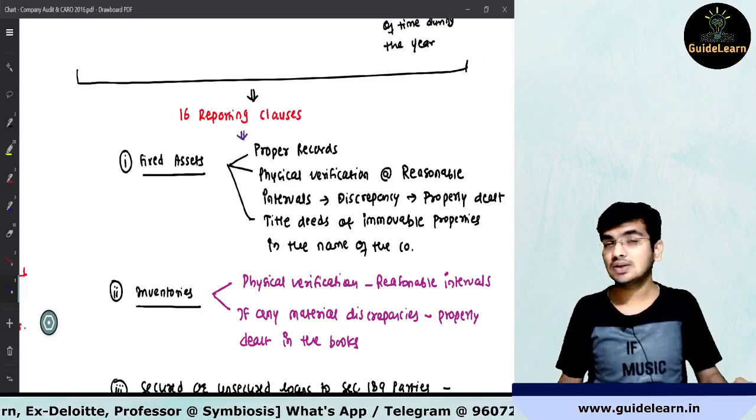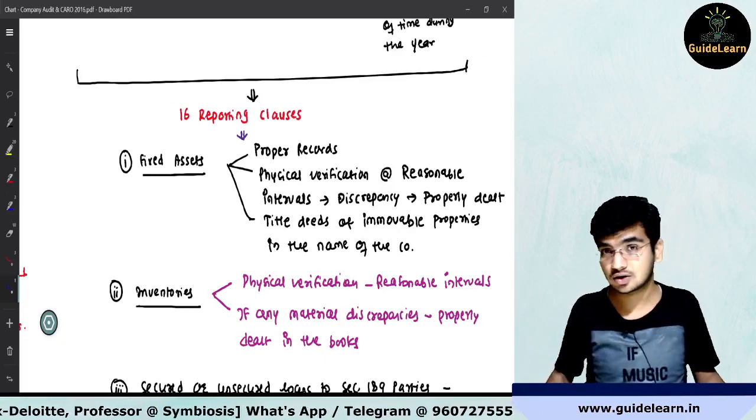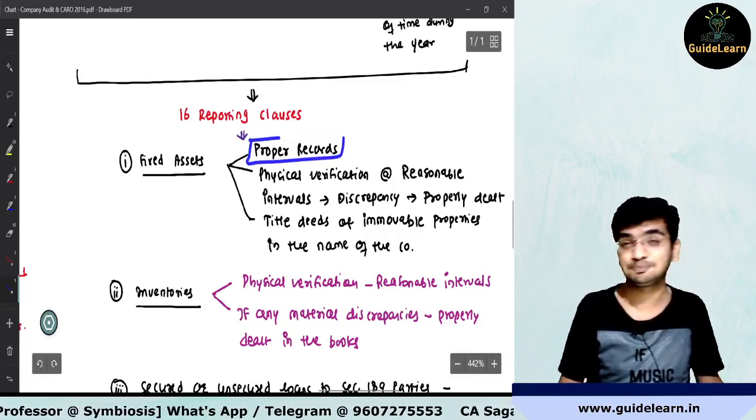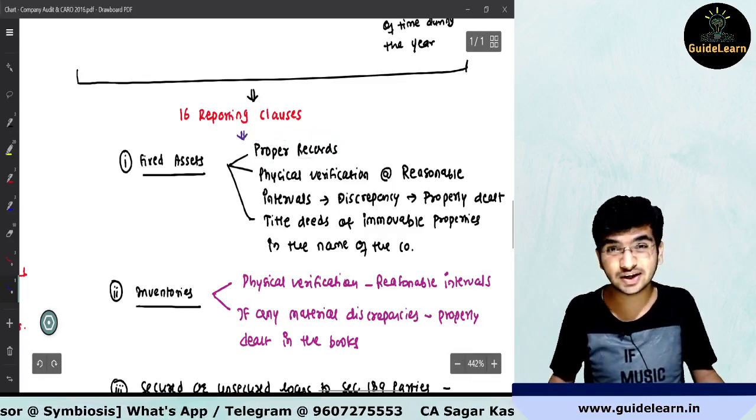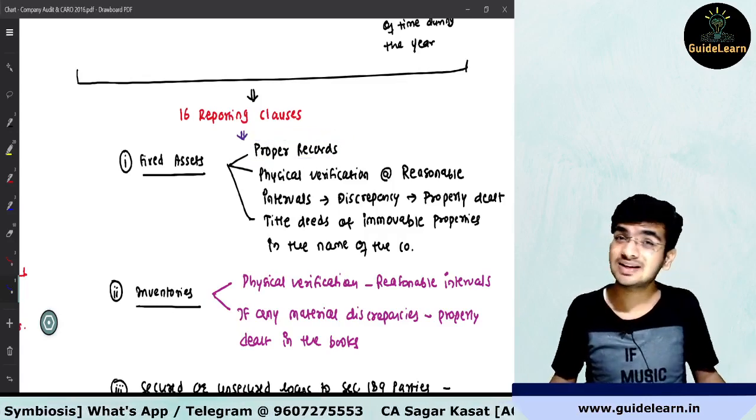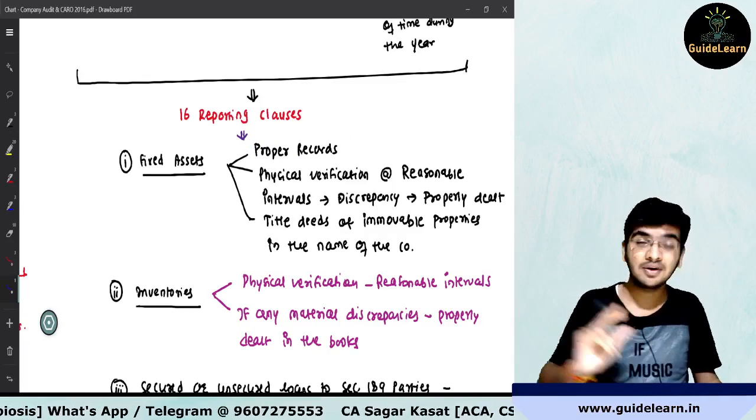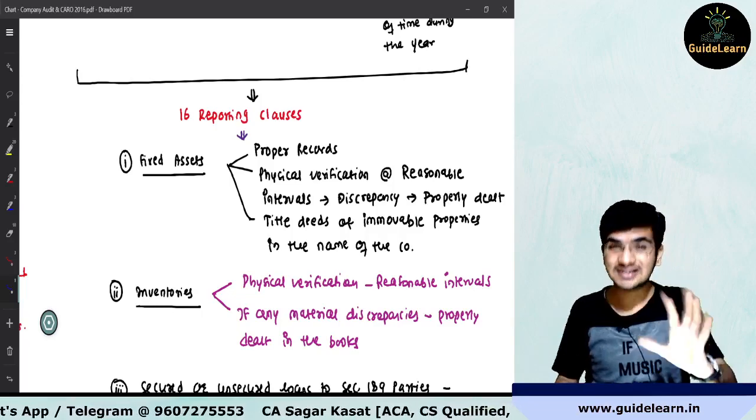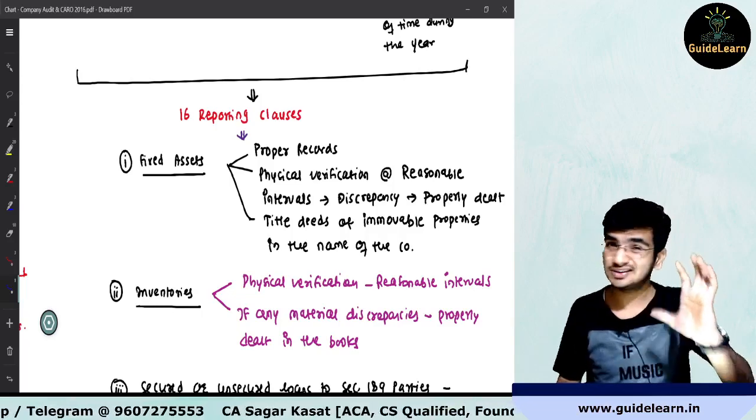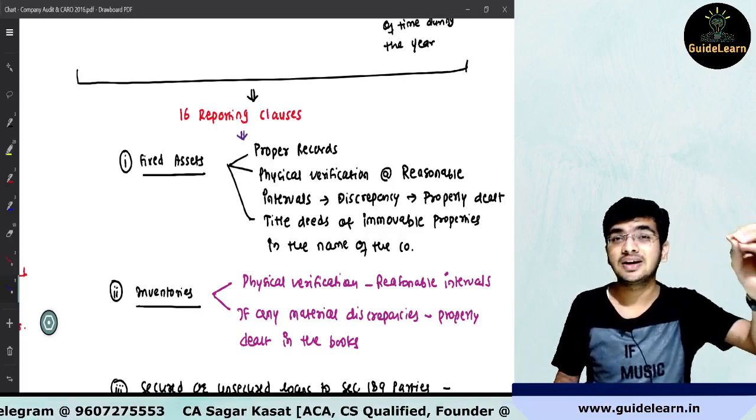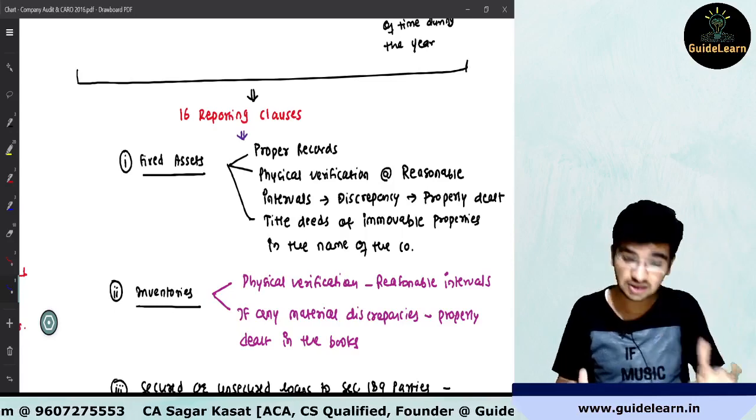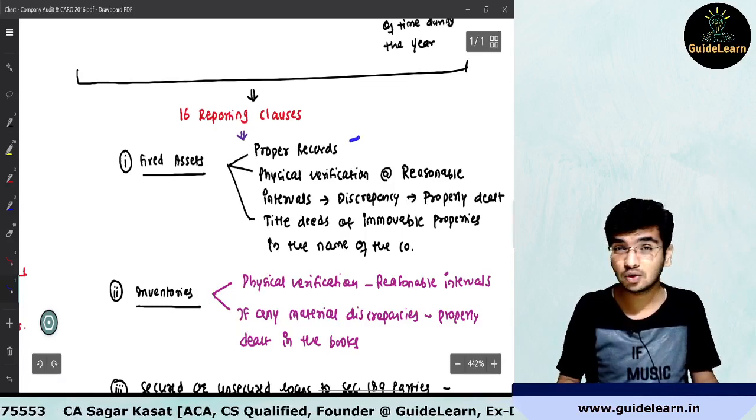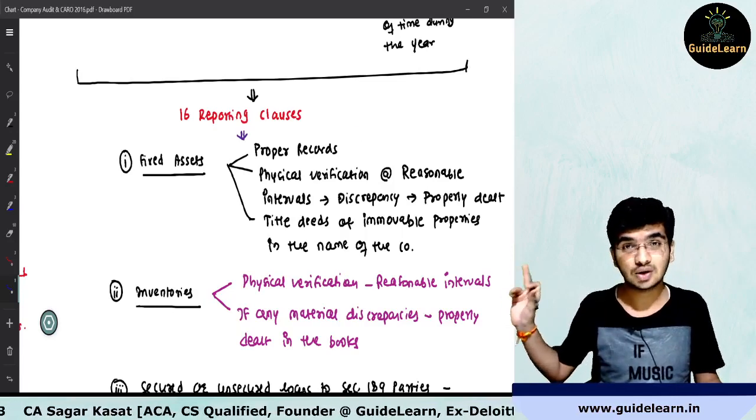So what this clause requires, there are three things that have to be checked. Very first, whether the company has maintained the proper records. Proper records should include the quantitative details as well as the situation details of the respective fixed assets. So the company should ideally maintain a register of all the fixed assets of the company as at the respective date of the balance sheet. That is very important. Whether the company has maintained proper records or not has to be checked by the auditor and reported in this clause 1.